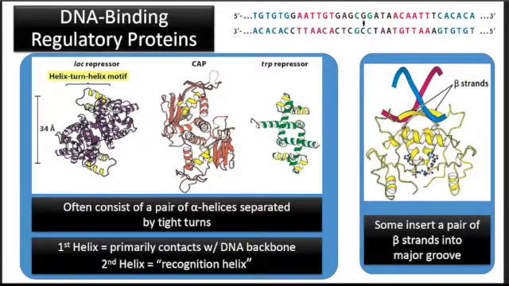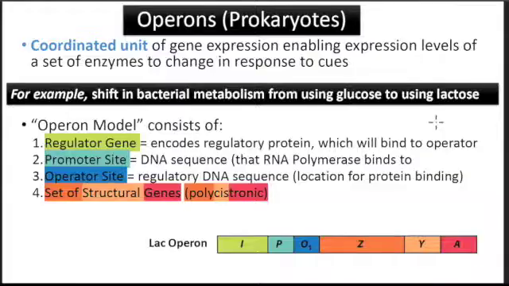And so again, this right here is a helix-turn-helix motif. And so we're going to talk about these two, the Lac repressor and CAP. Okay? And then there are some DNA binding proteins which actually lay beta strands into the major groove.